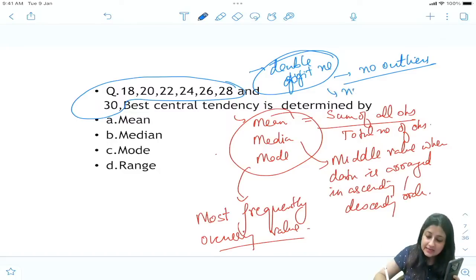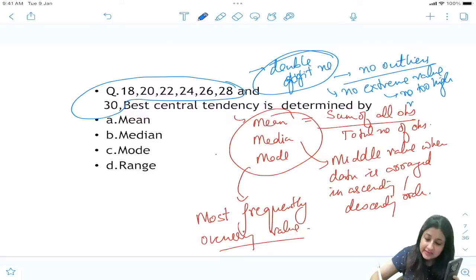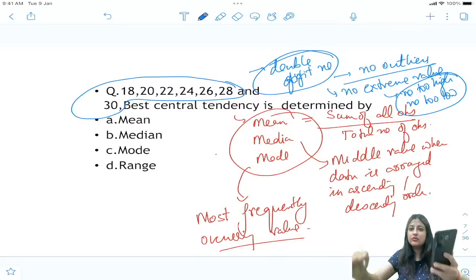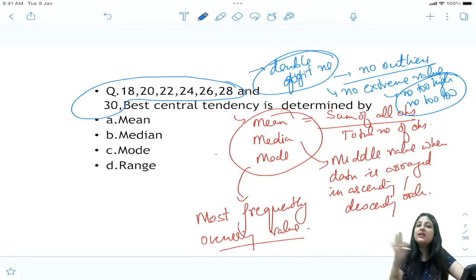Outliers matlab there is no extreme value. Extreme value matlab kya hota hai? There are no too high values, there are no too low values. Na to koi bahut high values hai, na to koi bahut low values hai. Simple range mein there is data given, so we can add up all the observations. So the answer is mean.